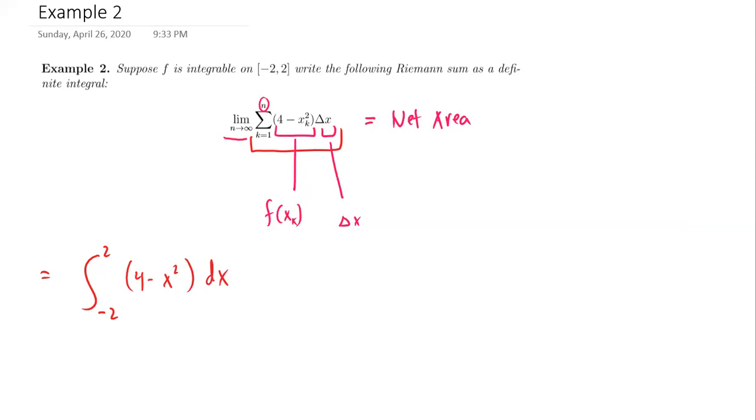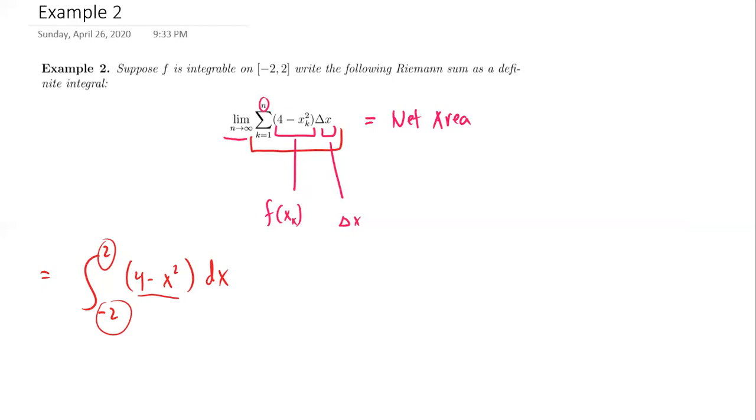And it's as simple as that. The limit and the sigma sum part always becomes the integral. Just remember to add the left endpoint and the right endpoint on the bottom and the top. Then write down the function, which you can always read off: 4 minus x sub k squared. Just get rid of the k, and the function is 4 minus x squared. And the change in x, just change it to dx. It's as simple as that.